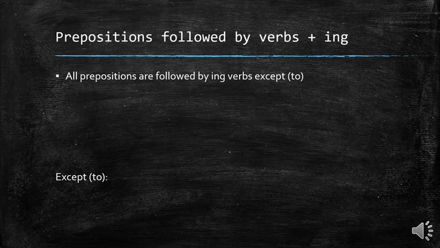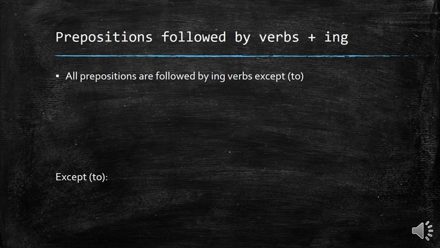Remember here that we talked about both verbs and prepositions. So we have prepositions as well. They need ing verbs after them. You shouldn't use the base verb after prepositions, except for one, of course. It's "to", because this one is called to infinitive.